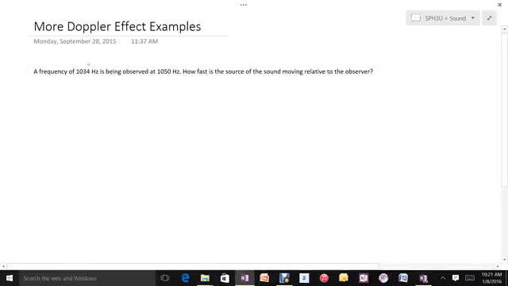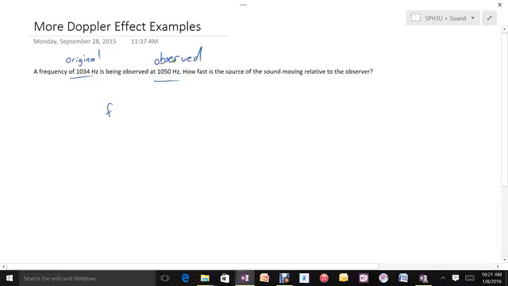So they have a frequency of 1034 hertz that's being observed at 1050. What this means is that this is the original and this is the observed. Somehow this frequency was created, but this is the one that was observed. So how fast is the source of the sound moving relative to the observer?